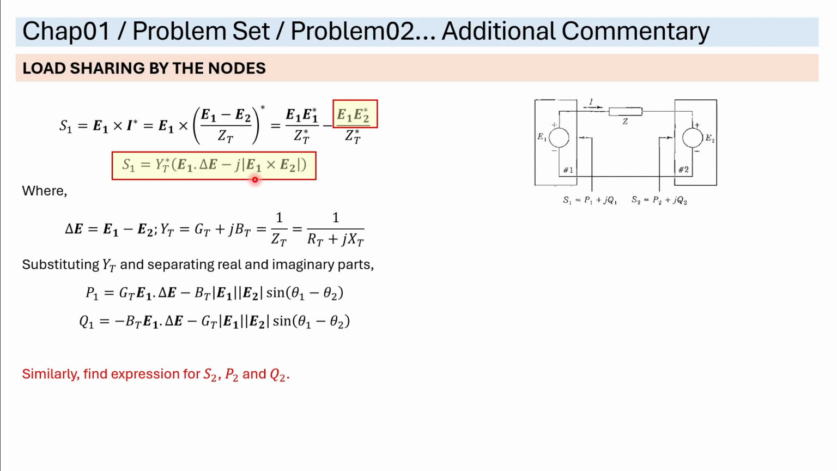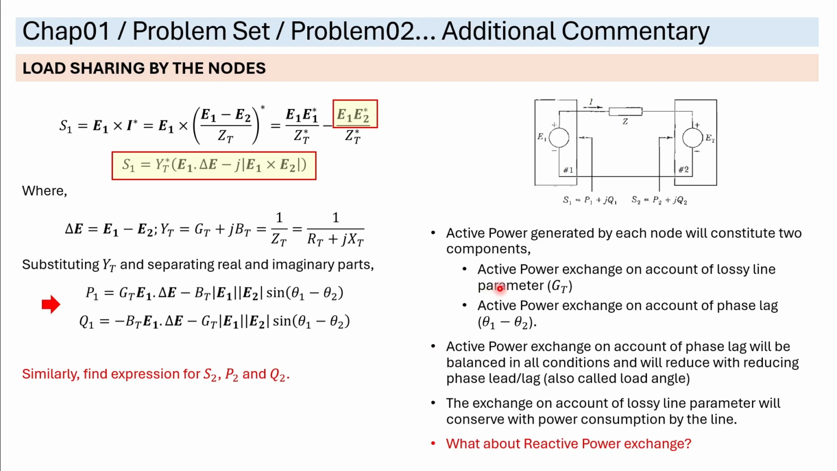By substituting the expression for admittance with its respective conductance G and susceptance B, we can delineate the active and reactive power components as shown here. Although the calculation has been done for node 1, it's recommended that a similar exercise is done by the student to derive the expressions for node 2. A key observation here is the element of power exchange.